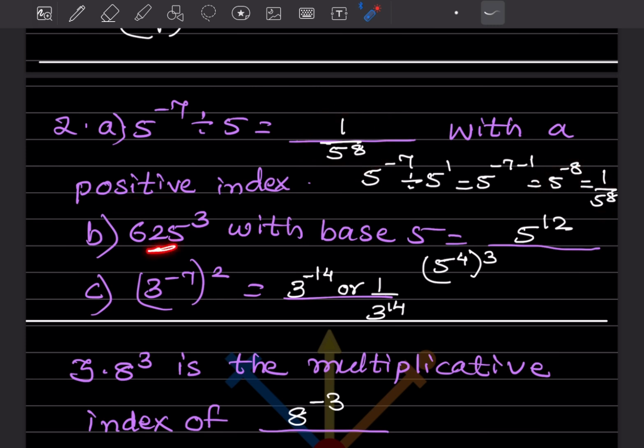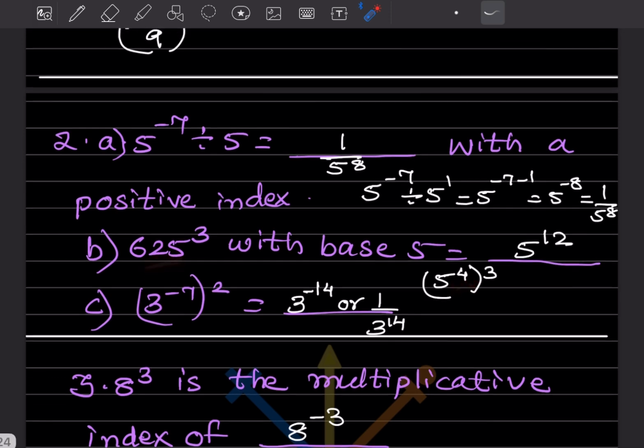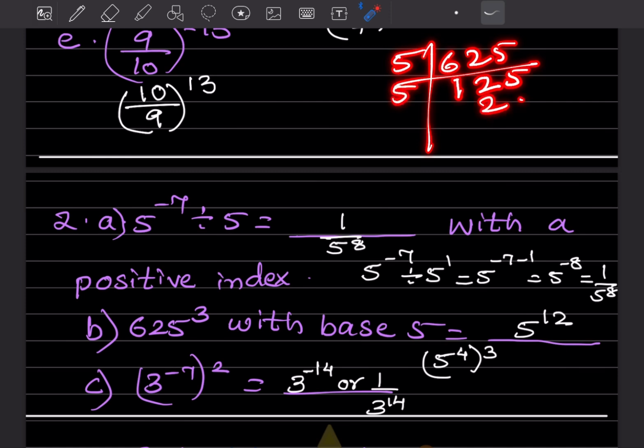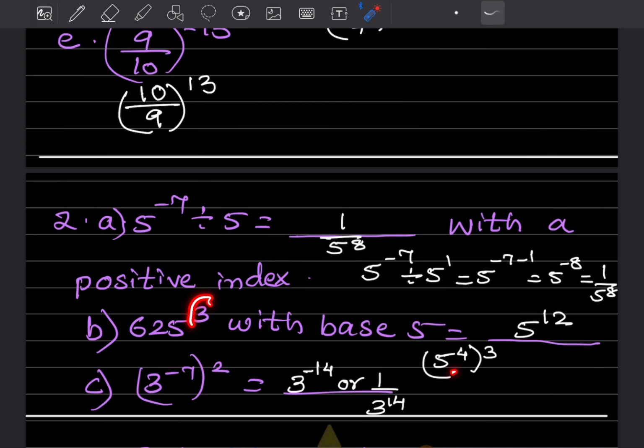Now they said here 625 raised to 3 with base 5. With base 5, how can you write this? For 625 we can make it 5 raised to 4. I'll show you how. You can take the factors of 625. It goes with 5, it doesn't go with any other number. 5 ones are 5, 5 fives are 25, 5 fives are 125, and 5 fives are 625. So you can see how many 5s are here. So 5 raised to 4, and this is 3.